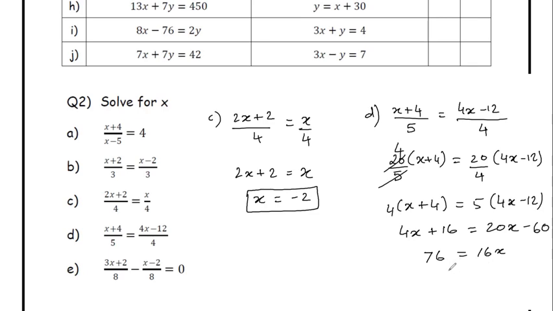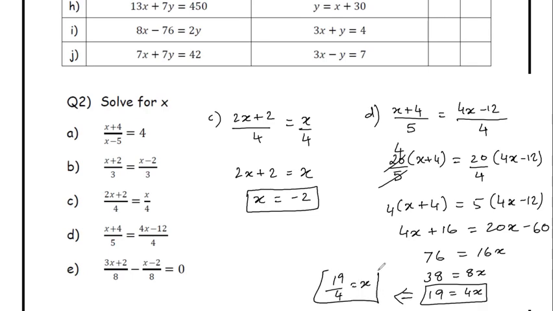Right. So now 76 is a multiple of 2, and so is 16. So you divide 2 on both sides. So you get 38 is equal to 8x. 38 is a multiple of 2, so again divide by 2 on both sides. So you get 19 is equal to 4x. And then finally, the value of x that we get is 19 over 4 is equal to x. So that's your answer for the D.